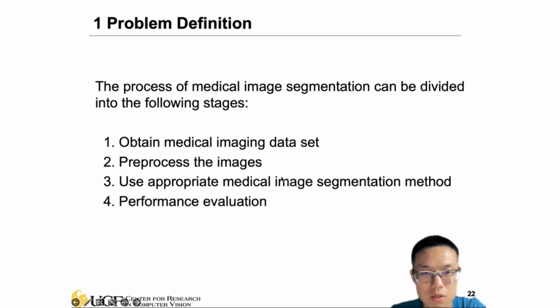Once we pre-process these images, we want to select the appropriate medical image segmentation method. Once we figure out the method, we perform the segmentation, then we want to evaluate the performance. Typically, we have some standard metrics to evaluate the performance for segmentation, just like in image classification, where we use classification accuracy as the main metric to evaluate the performance.